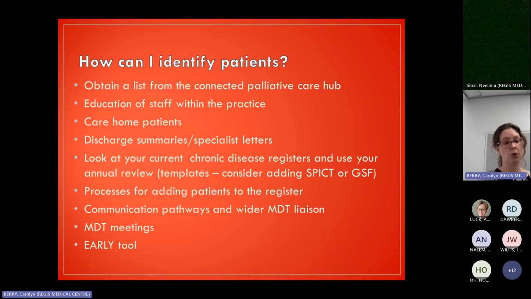And some of these didn't quite work as well as they could have done for us, and different things will work differently for different practices depending on how you work and who takes responsibility for these things. So these are just all ideas.